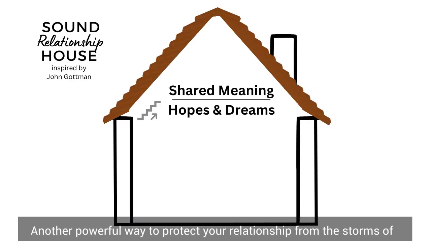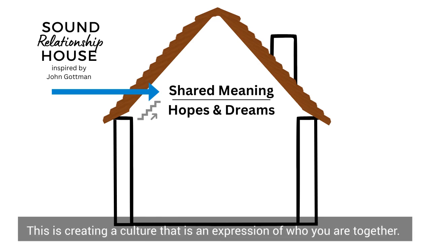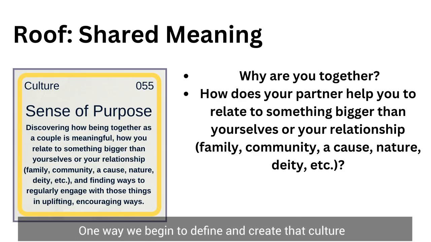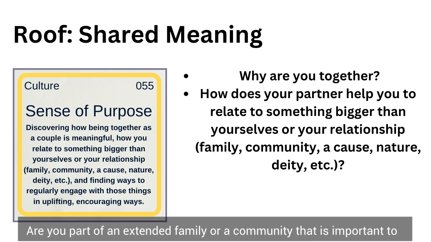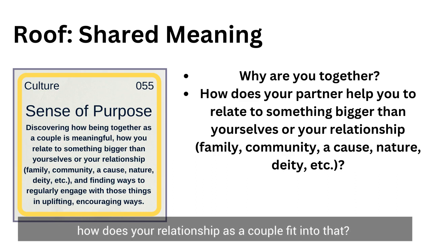Another powerful way to protect your relationship from the storms of life is creating shared meaning. So, this is creating a culture that is an expression of who you are together. The stronger that culture, the more you're invested in it, the better you're going to feel about your relationship. One way we begin to define and create that culture is to realize our sense of purpose. So, how is being together meaningful? How does it relate to something bigger than yourselves? Are you part of an extended family or a community that is important to you, a cause that's meaningful to both of you? Is this part of nature and your relationship to nature or deity? There's lots of different ways we can find meaning in our lives. How does your relationship as a couple fit into that?